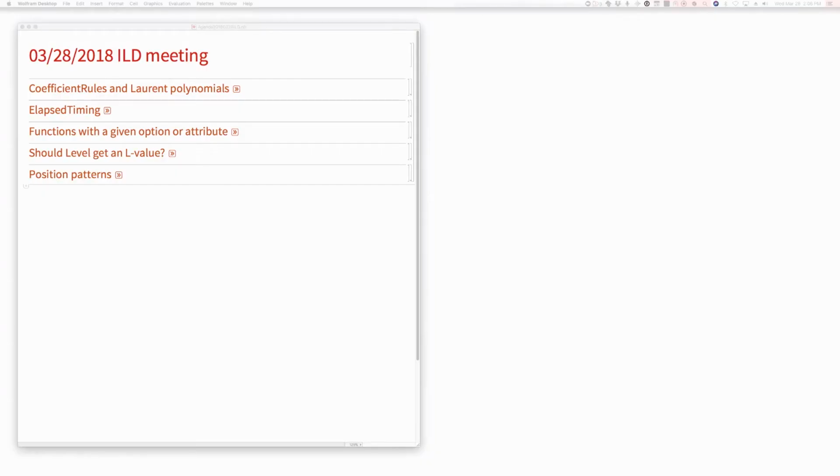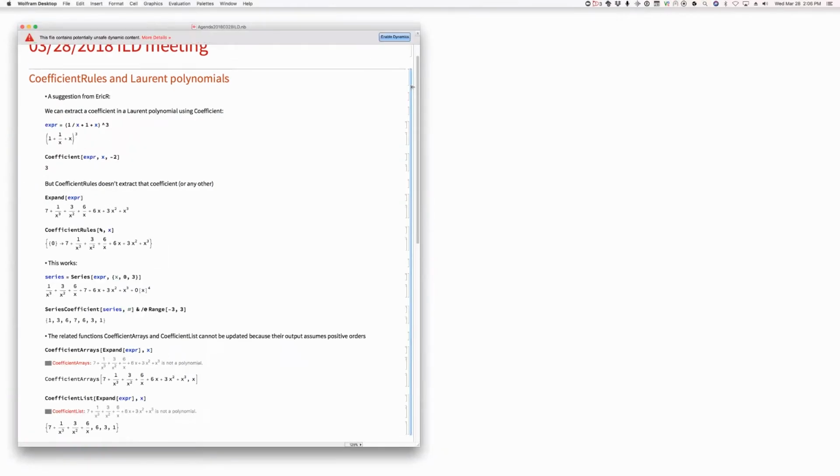Okay, well, for people who are watching on the live stream, this is an internal language development meeting about Wolfram Language. We hold many of these. This is a collection of different topics that we have today. Let's start going through them.